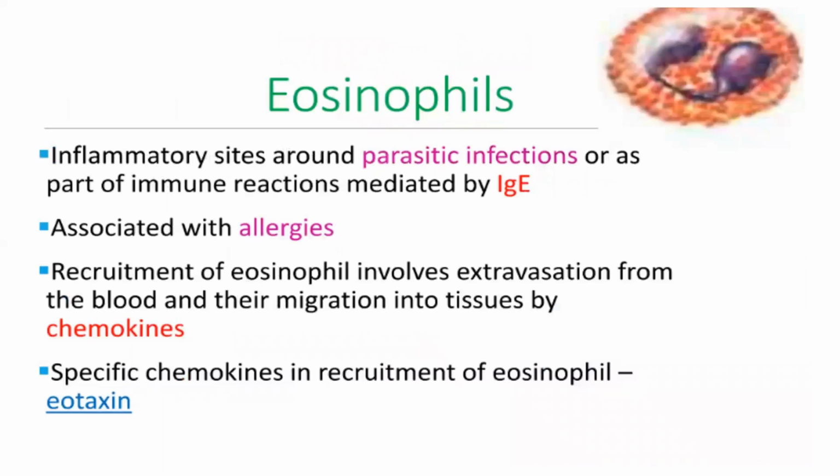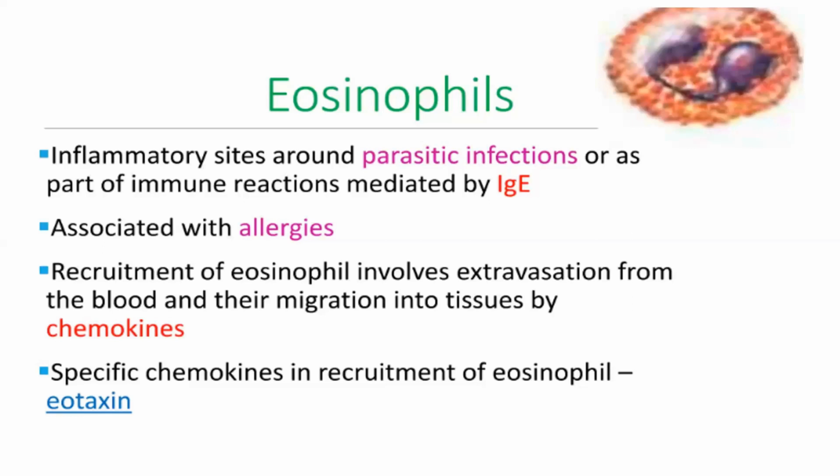Another chronic inflammatory cell is the eosinophil. Eosinophils are present at inflammatory sites around parasitic infection. Eosinophil activity is raised during parasitic infection or as part of an immune reaction mediated by IgE. Whenever there is an IgE mediated hypersensitivity or immune reaction, the eosinophil count is raised. It is also associated with allergy. In allergic conditions, eosinophils play an important role.